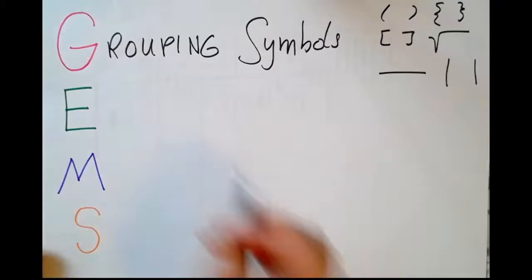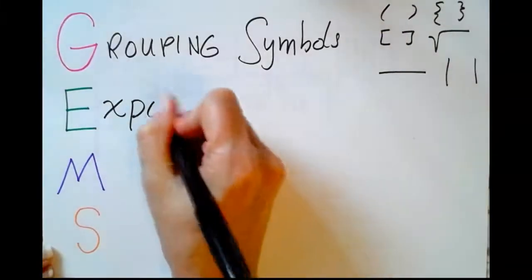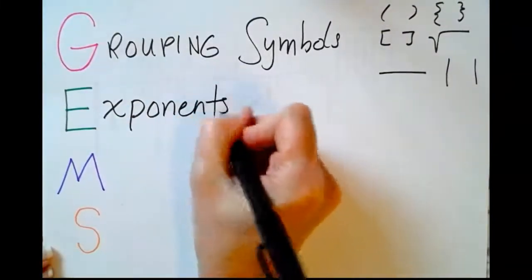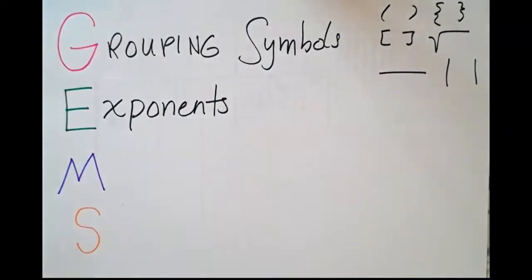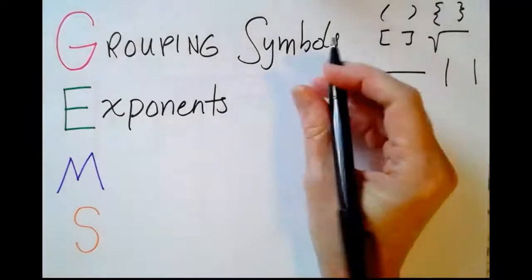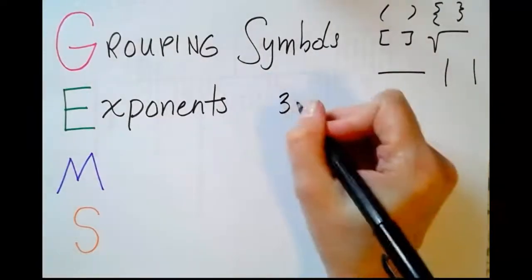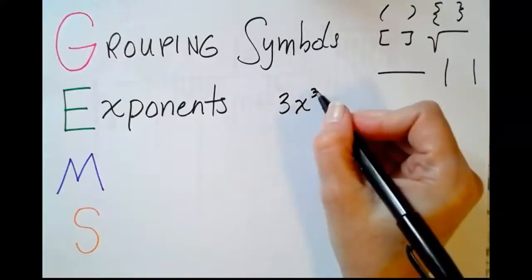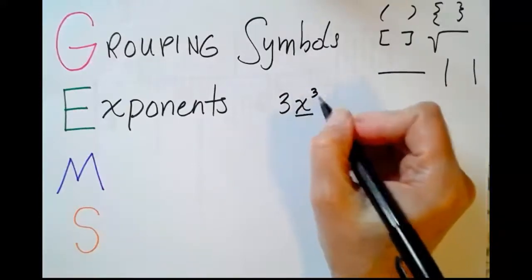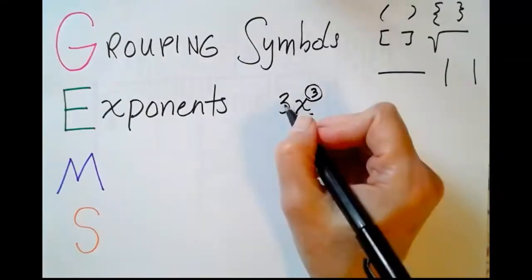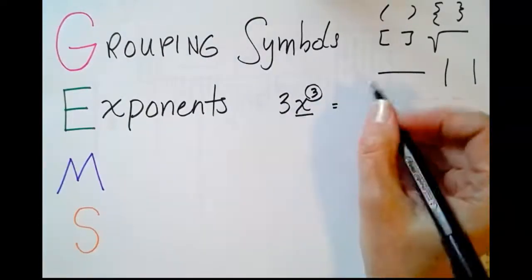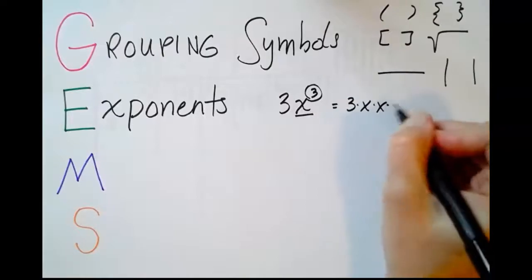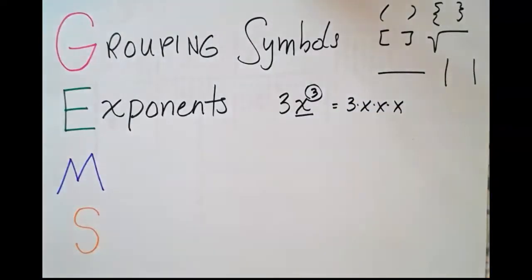After grouping symbols comes exponents, E. Remember, exponents are shorthand multiplication. So if we have 3x to the third, that x to the third, remember, it's just the x that's being raised to the third power, not the 3. So what this really means is 3 times x times x times x. So exponents have to be dealt with after the grouping symbols.